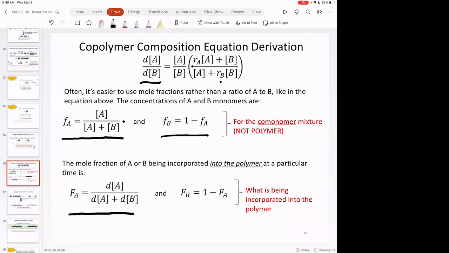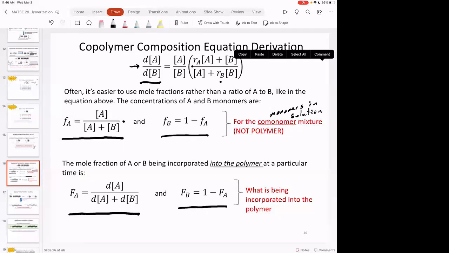Capital FA now is the mole fraction in the polymer. And we know that this is describing the change of concentration of monomers in solution. And so if we track those changes, we know what's going into the polymer, right? Because either the monomer has to be in solution or it has to be in the polymer. So we can define the mole fraction of A in the polymer as that, and the mole fraction of B in the polymer is this. So this is monomers in solution, as I'll often describe it, or in the reaction mixture.